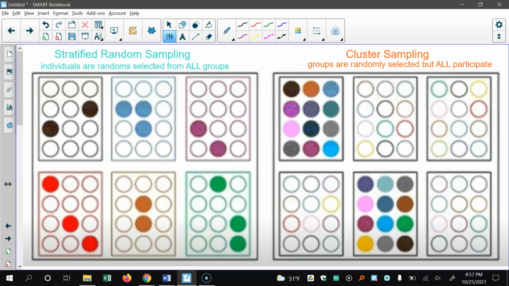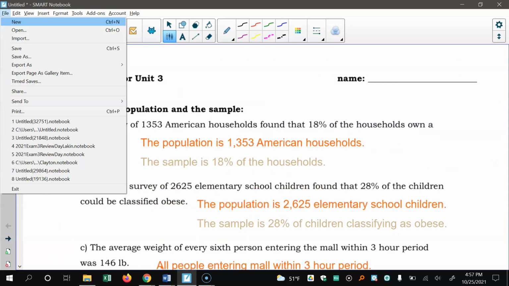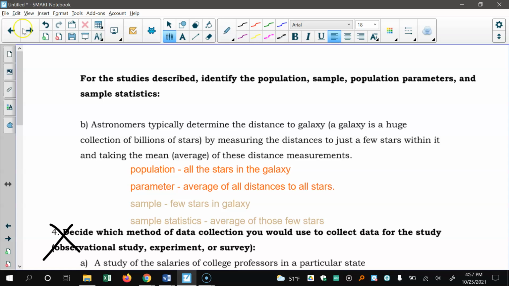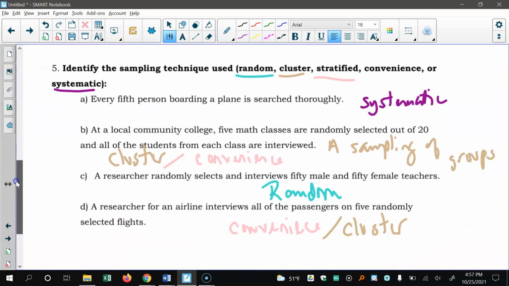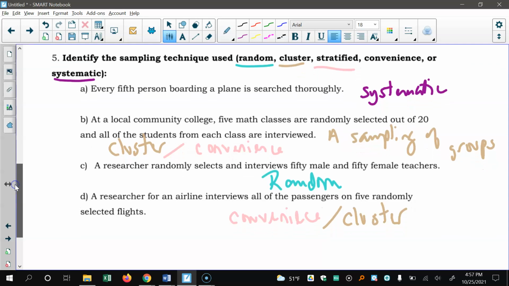I want to also go back one more and go to number 5C. In the answer key, 5C said that this was stratified. I can kind of see this was stratified, but I also would want to see that these were out of some groups. It says 50 male and 50 female teachers, and the male and female are the groups, I suppose. But that's not clear. So I'm going to put strat in parentheses here.